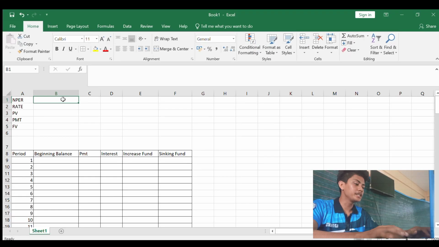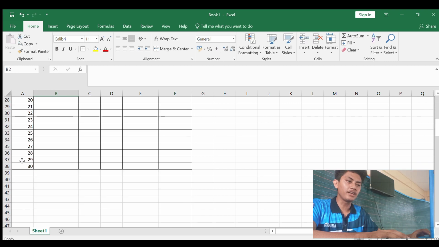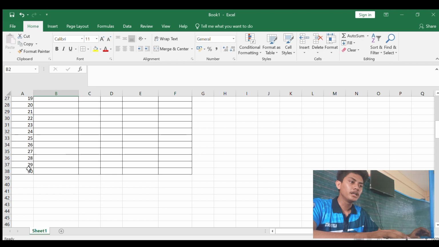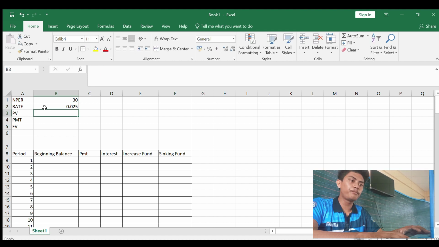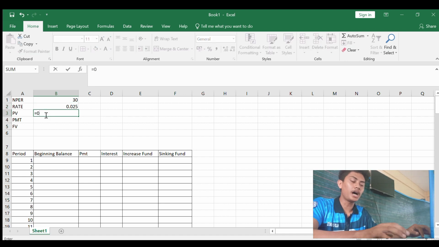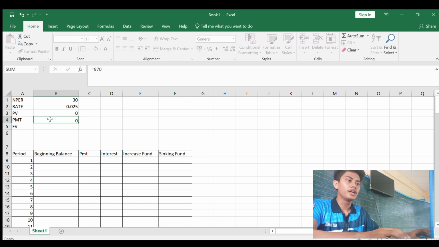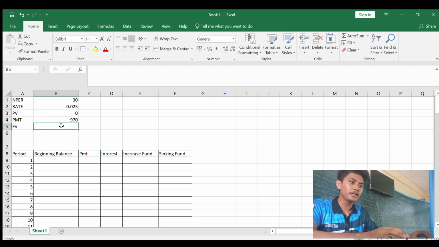So our Nper is equal to 30. Our Nper is the total periods of the sinking fund. So we have 30 periods here and our rate is equal to 0.025. Then our PV or present value is equal to 0 since our problem is a sinking fund. So enter. Then our PMT is equal to 970. Enter. So our future value here is missing.